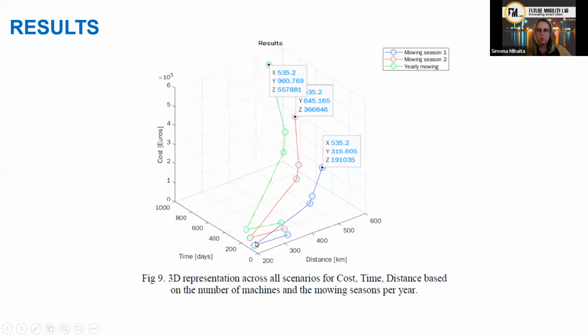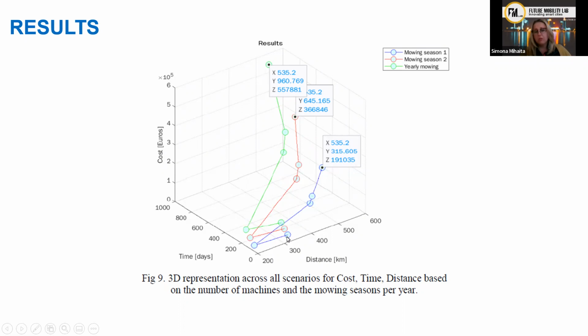Then it's two machines, three, four machines, and five machines per technical center. So these are the number of scenarios, and the three different lines are mowing season one, the blue one, the red line is mowing season two, and the green is the total, a yearly cost that would add up if they did the mowing twice per year.